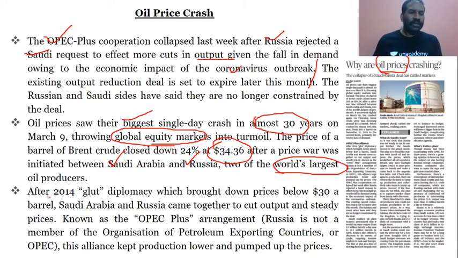So we will look at some kind of diplomacy which came up in 2014. What is the diplomacy which came up in 2014 along with the OPEC plus cooperation? It is called glut diplomacy. So what does this glut mean? That means oversupply. So there was oversupply of production. So OPEC plus Saudi Arabia and Russia in 2014 came up with glut diplomacy, so that they wanted to make sure that the prices will not slash below $30 per barrel, and they were okay with it.